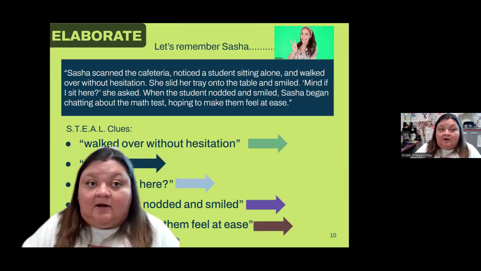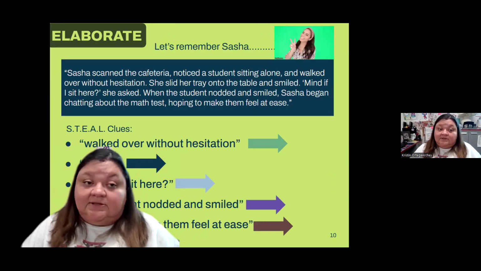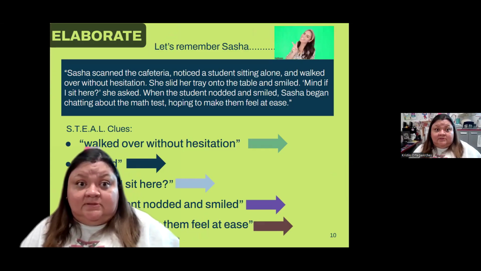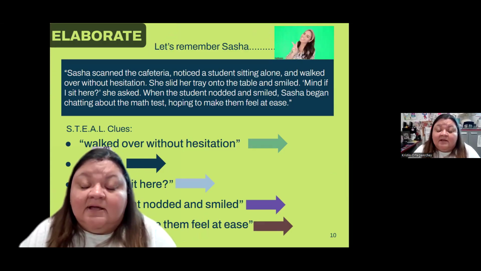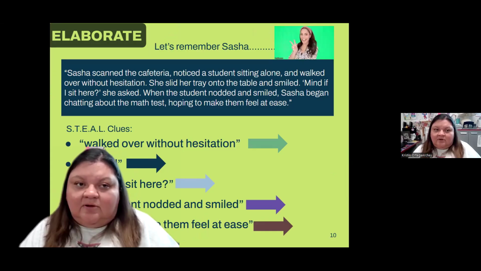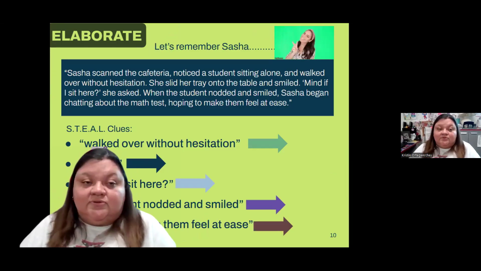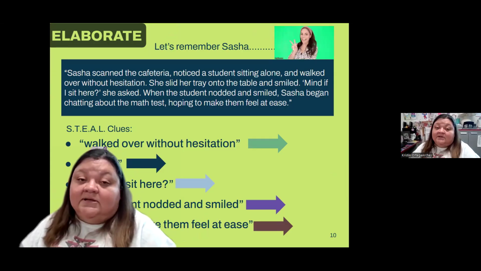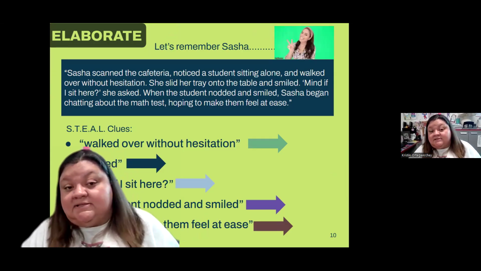All right. So just to elaborate and help you model a little bit, I'm going to go back to the quick story of Sasha. Again, it says Sasha scanned the cafeteria. What I'm going to do is go through and do my best to pick out those clues or pieces of evidence throughout the text that will help me understand what type of character this is.